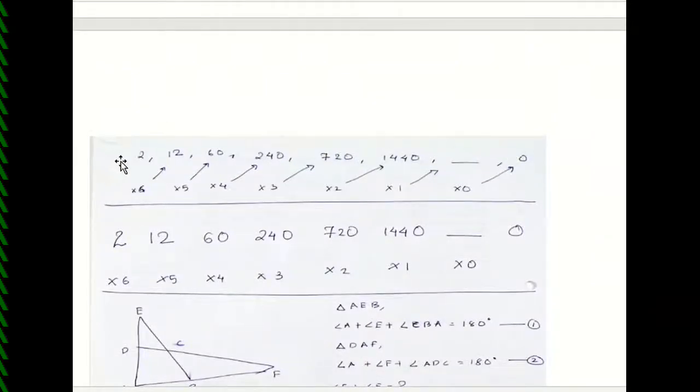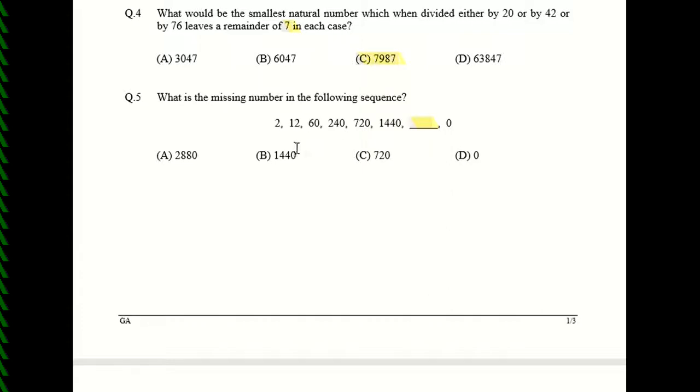So what they've done here is they've multiplied 2 by 6, that is 12. And then they have multiplied each consequent number by n minus 1. So 6 minus 1, 5. 5 minus 1, 4. So this they have done till 1440. And then 1440 is multiplied by 1. So you get 1440, and which is multiplied by 0 then. That is 1 minus 1, 0. So that is how you get this series, okay? So the answer will be 1440 into 1, that is 1440. I hope you got the trick, what's done here. So the answer here is 1440.